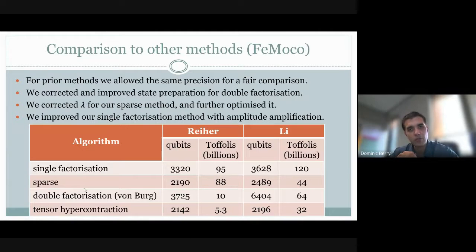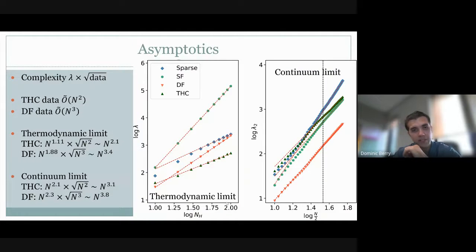Just to compare this with other methods in this table, we've recomputed the complexities for other methods using similar assumptions, and the von Burg method actually has a complexity of about 10 billion Toffolis, which is slightly better than the estimate in their paper. And our method for sparse Hamiltonians had about 44 billion. So for this particular example, we're getting the best complexity as well as the best complexity scaling.